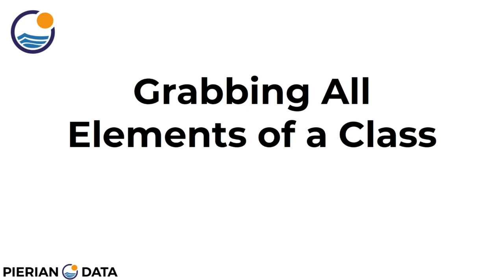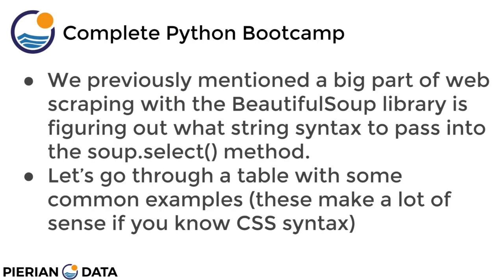Welcome back, everyone. In this lecture, we're going to show you an example of grabbing all the elements associated with a class inside of a website. As we previously mentioned, a big part of web scraping with the Beautiful Soup library in Python is figuring out what string syntax to pass into the soup.select method, because pretty much everything before that soup.select method is going to be the same regardless of the website. It's figuring out that string syntax that can be the tricky part.